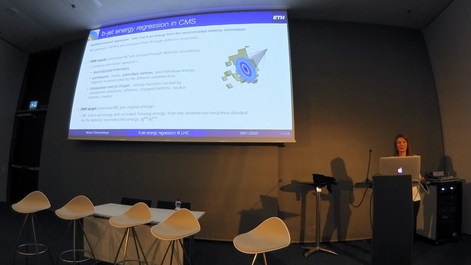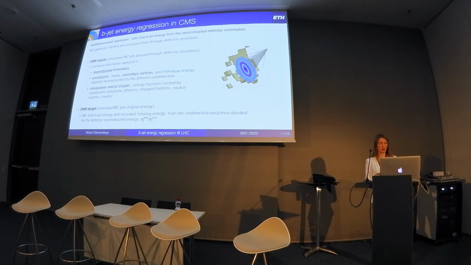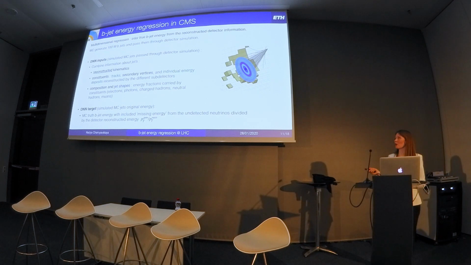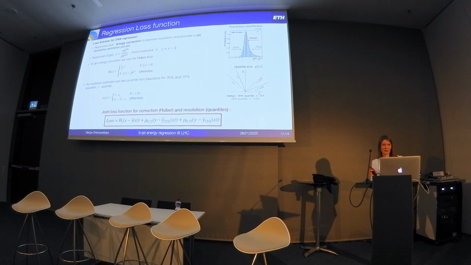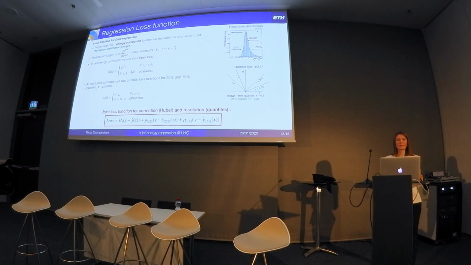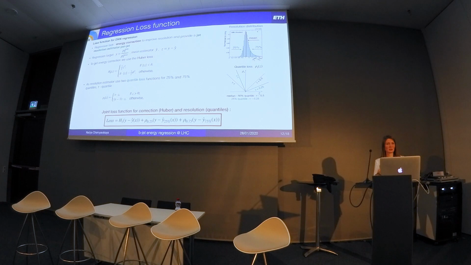Then for the target, we of course need to target the true energy. So it would be the true Monte Carlo energy with all this missing energy from these neutrino particles included. Our target will be the ratio of this true energy and the reconstructed energy. Right, so what is our task? Our task is to get the energy correction to improve the resolution, but also to provide a jet resolution estimator per jet. So for each jet, we can say how well it is reconstructed.